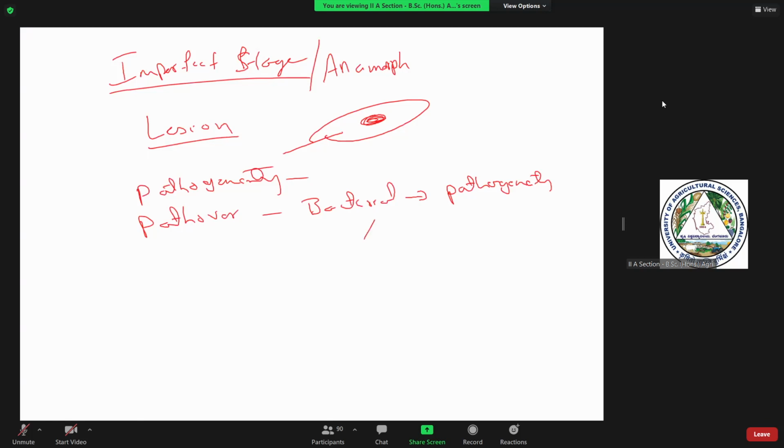For example, Xanthomonas axonopodis pathovar citri, only infecting citrus. Another one, Xanthomonas axonopodis pathovar punicae, infecting pomegranate. See here, up to here it is the same. Here it is differing, that is, these are the pathovars.